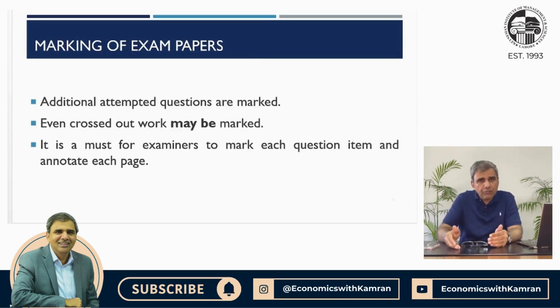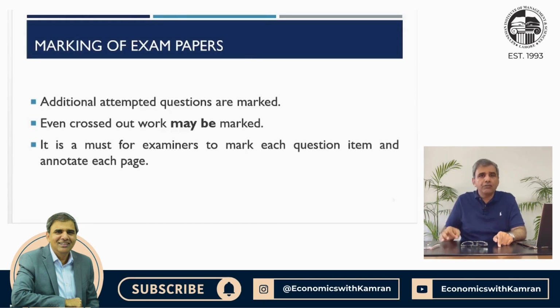However, if you write question 1 and you are not satisfied with the answer, you cross it out and replace it with an alternate response to the same question 1, in that case, the alternate response will be marked and the crossed out work will not be marked. Let me clarify it one more time. If you attempt an optional question, let's say question 1, you cross it out and replace it with another optional question, let's say question 4, both questions will be marked.